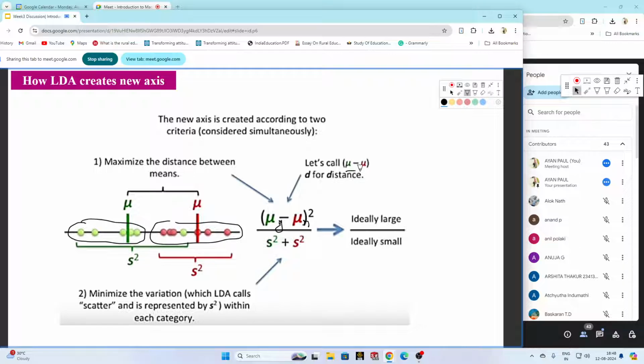Okay, so the distance between the means, mu g minus mu r, we can also call d. Our first target is to make this mu g minus mu r ideally large.